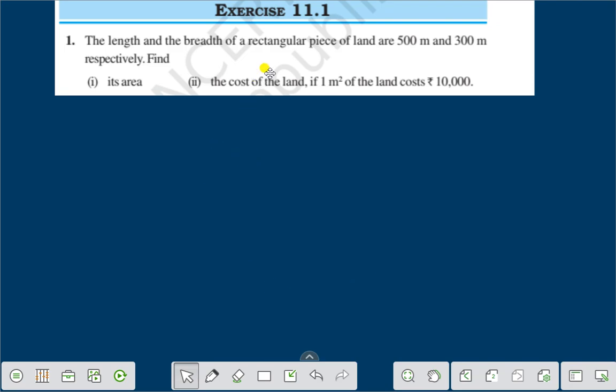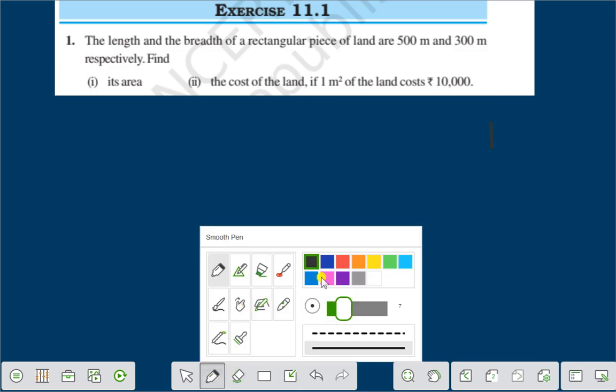Hello everyone. Today we shall discuss exercise 11.1, question number 1. The length and breadth of a rectangular piece of land are 500 meters and 300 meters respectively. Find its area. Find the cost of the land if 1 meter square of the land costs rupees 10,000. Let us find. Suppose this is a rectangular piece of land.